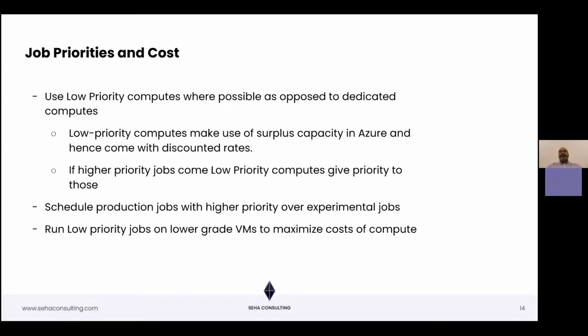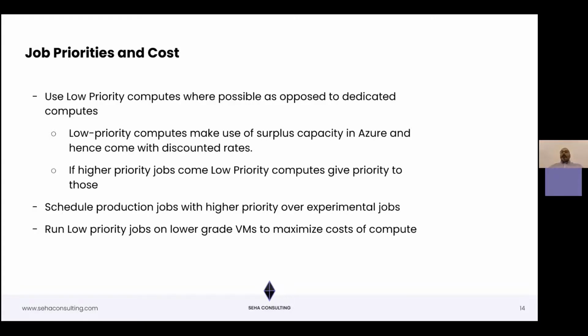Now, what's the benefit of setting low priority computes? When you have batch jobs, jobs that are not latency sensitive, you can set up the low priority computes to make use of surplus capacity in Azure, and Microsoft gives that at a discounted rate. The caveat is that if a higher priority job comes, the low priority computes give priority to those jobs.